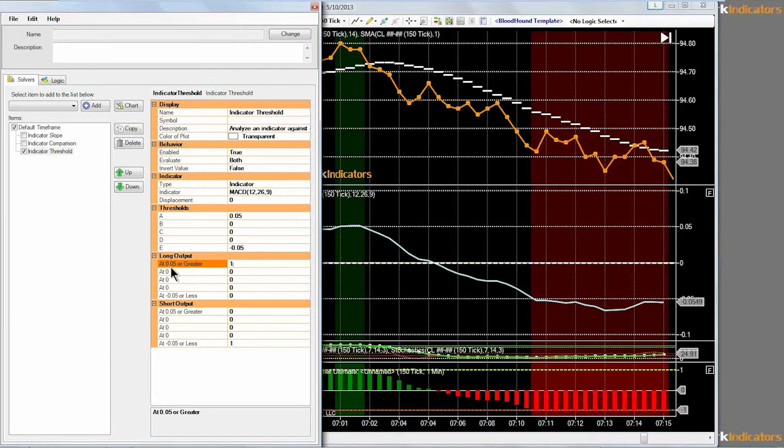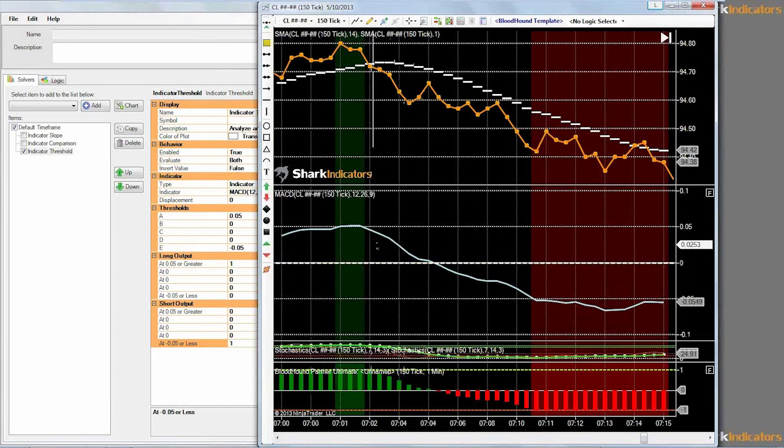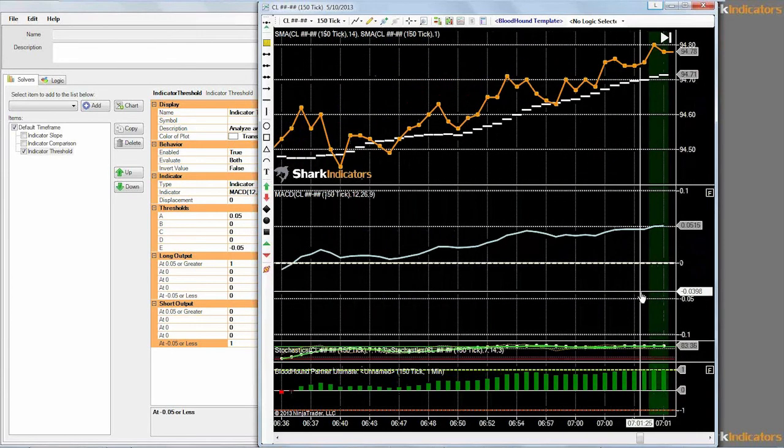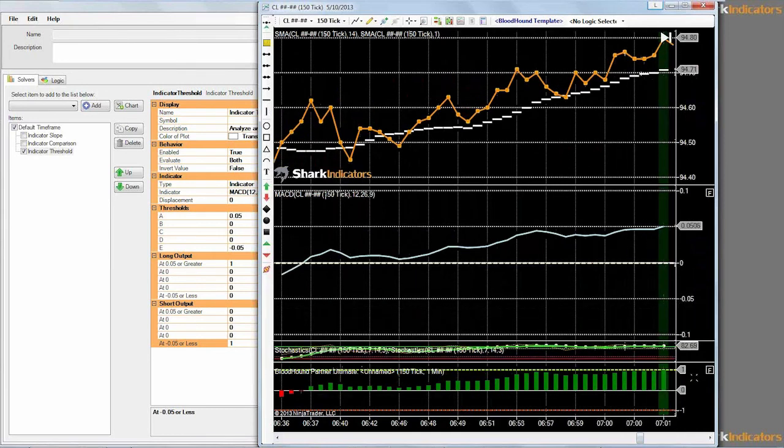So when we're at 0.05 or greater, we want 100% confidence. That's what we're interested in. And when we're below negative 0.05, we're interested in that area as well, so we're looking for 100% confidence. And so here we can see, as soon as the MACD crossed above 0.05, let me slide this over here, we can see the long output right here is 1, telling us we're definitely above 0.05, and here's our value right here, 0.0508.